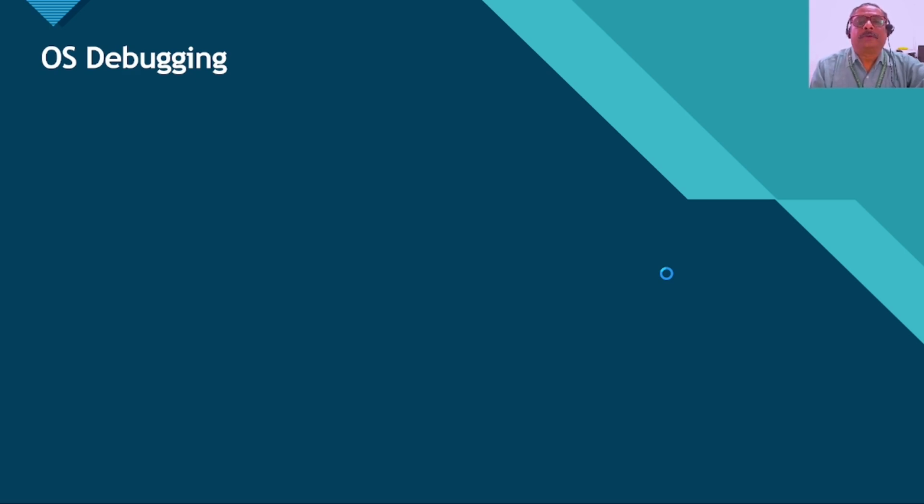OS debugging is not like fixing a regular application. Here you are working deep in the system, often with no graphical interface, no friendly error messages, and sometimes no room for mistakes. It's similar to trying to fix an engine while the car is running at full speed. That's what kernel level debugging feels like. So, how do you think developers actually debug an operating system?